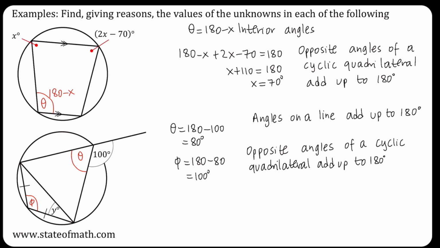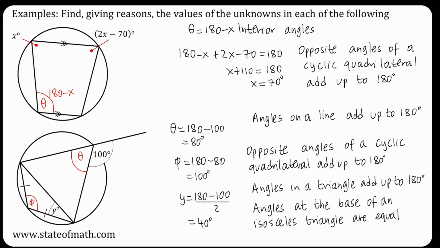Now, to find y, notice that the triangle here is isosceles. The two sides here are given to be of the same length. And therefore, to find y, I will do 180 minus 100 over 2. This gives a result of 40 degrees. I need to justify my work. The 180 is coming from angles in a triangle adding up to 180 degrees, and the over 2 is coming from the fact that the angles at the base of an isosceles triangle are equal.